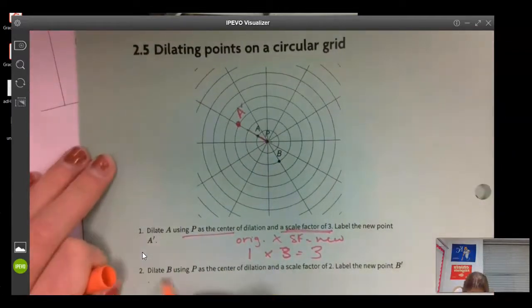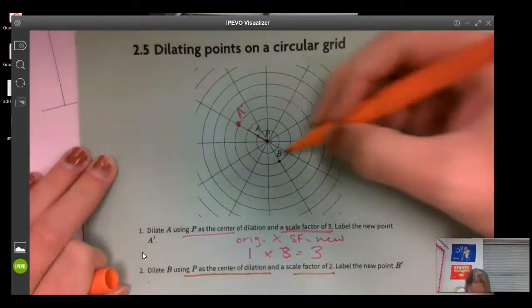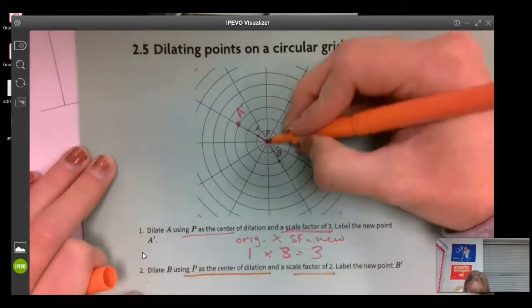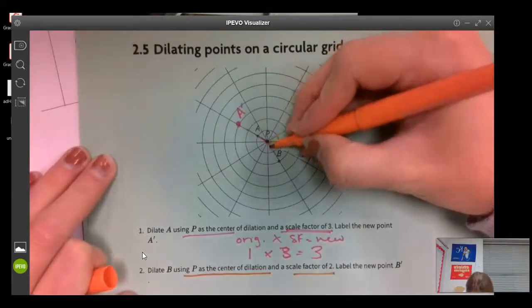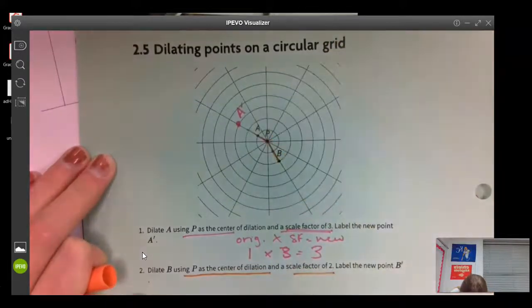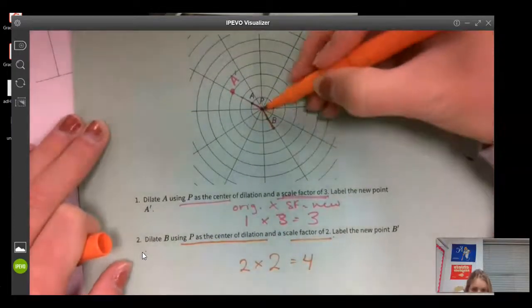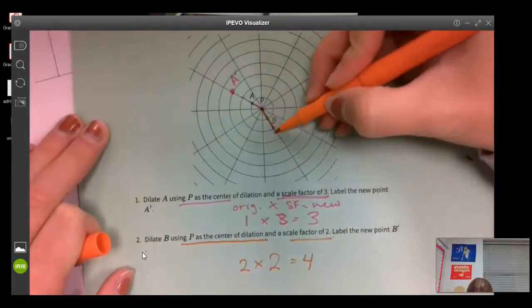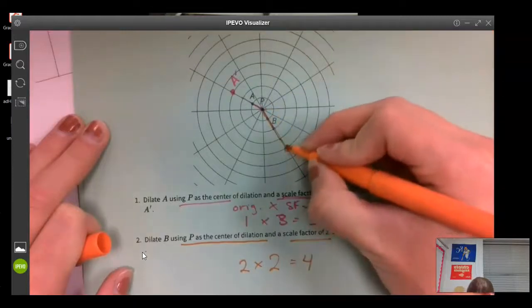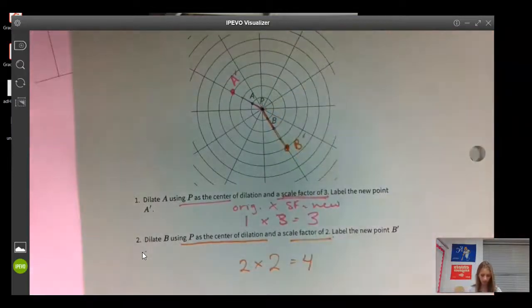Now we're going to dilate B using P as the center, but our scale factor is 2 now. So I'm going to take my original distance from the center, which is 2, times my scale factor, and I would get 4. So I'm going to start at my center again and go 1, 2, 3, 4. And that is where my B prime is.